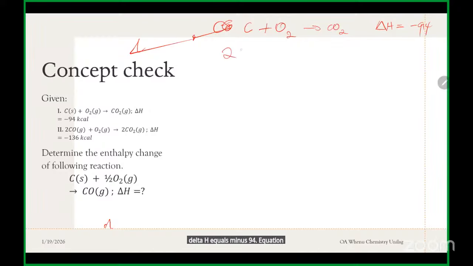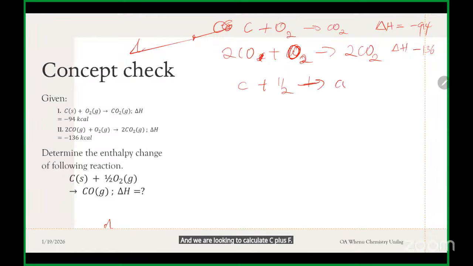Equation 2, 2CO plus O2 going to 2CO2, delta H is minus 136. And we are looking to calculate C plus half O2 going to CO. We don't know the delta H of the reaction. So pay attention. Let's compare equation 1 to equation 2. Carbon, that's fine. That's the key thing here.